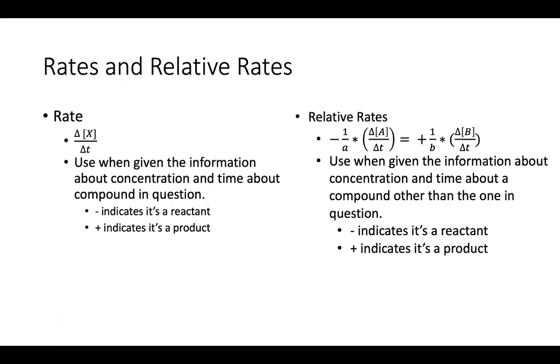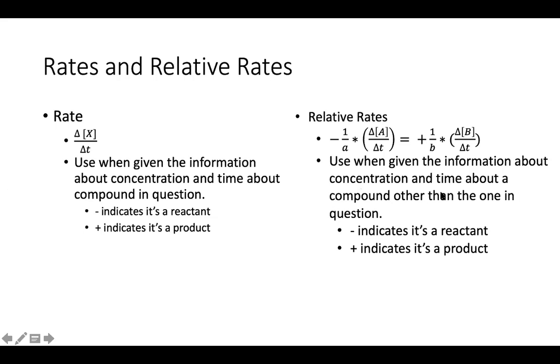So rates and relative rates. Whenever you can, use just your simple rate formula. The rate of appearance or disappearance of compound X is equal to the change in concentration of X divided by the change in time. If it has a negative rate, it means that it's a reactant, so it's disappearing over time. A positive rate indicates that it's appearing as time goes on. Again, you use this formula whenever possible.